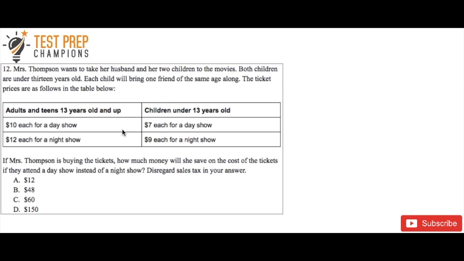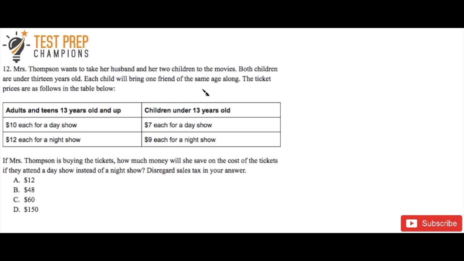Okay, question number 12. Mrs. Thomas wants to take her husband and her 2 children to the movies. Both children are under 13. However, each child will bring 1 friend of the same age along. The ticket prices are as follows in the table below.